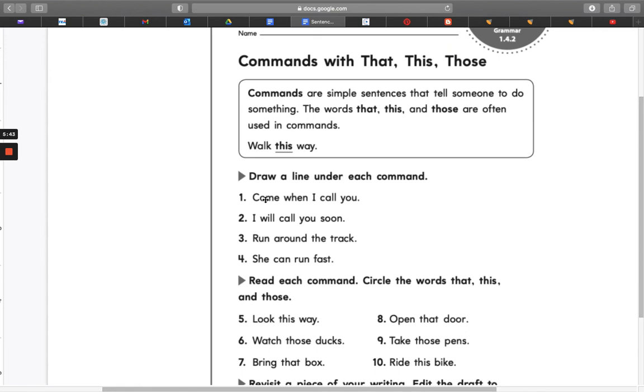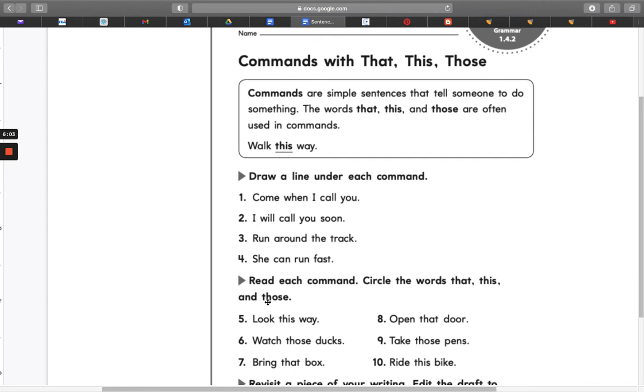Maybe your mom or your dad or grandma or somebody tells you that. Come when I call you. So I would draw a line under this. This is telling me to do something. It's a command. I want you to do the same thing with 2, 3, and 4. Draw a line under it if you think it's a command.